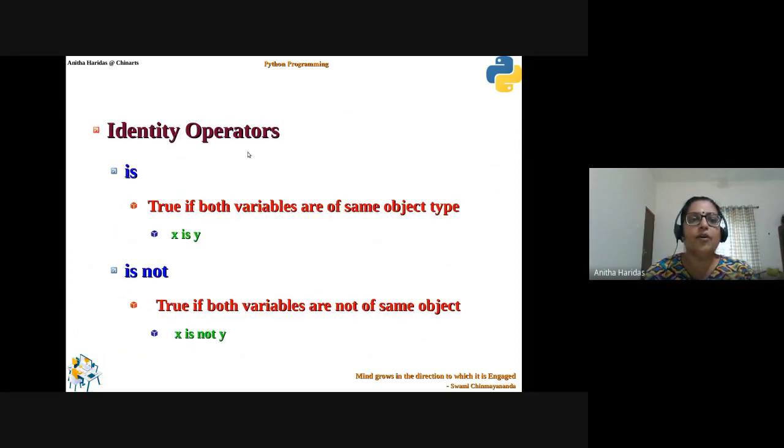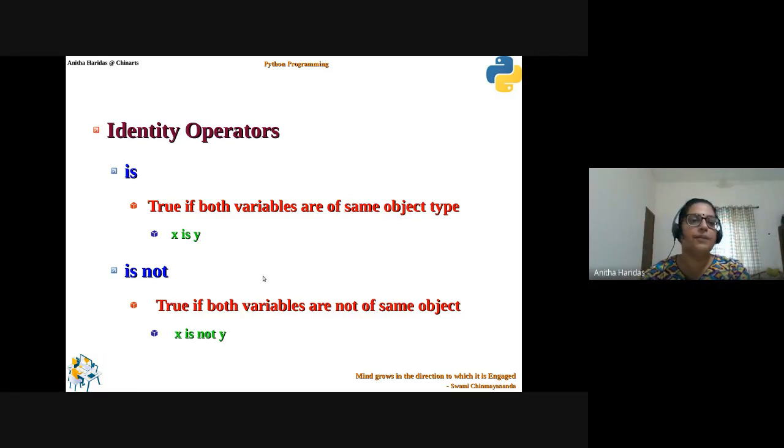Then we have identity operators. We have is and is not as the two identity operators. It returns true if both variables are of the same object type. If both the variables are of the same object type, it will be returning true. Is not will be returning true if both variables are not of the same object. Okay. This is how we specify the identity operators. It checks whether X is of the same object type as Y, and whether X is not the object type of Y. These are the identity operators.